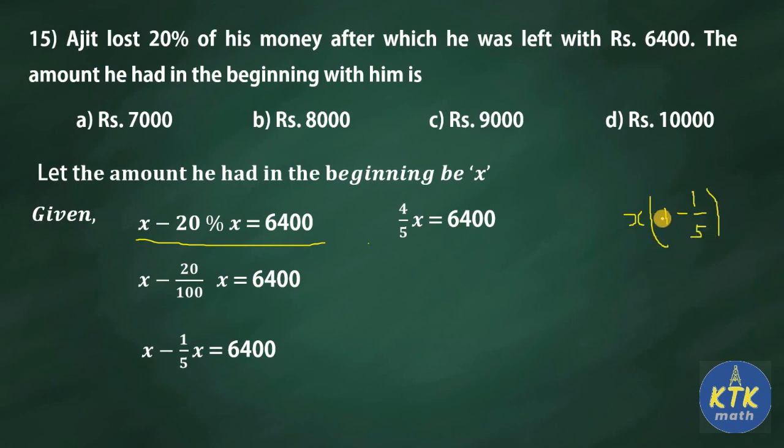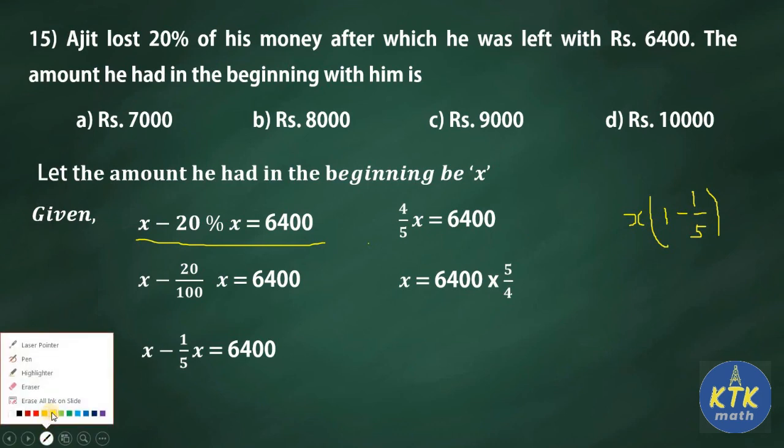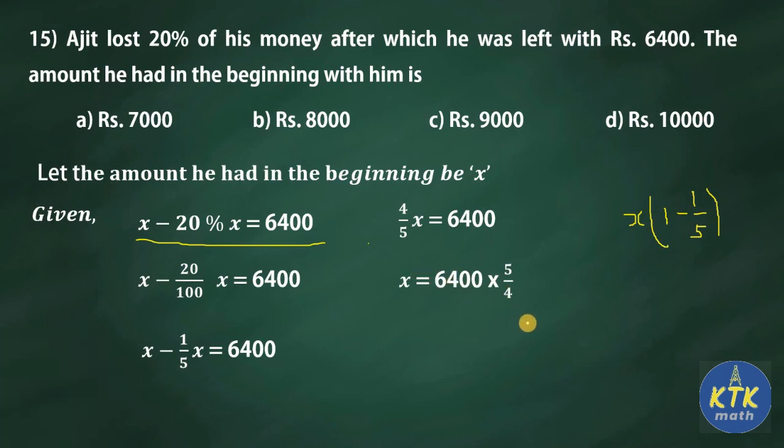So here you are going to cross multiply. 5 ones are 5, 5 minus 1 is 4. So your fraction will remain 4 by 5 X equal to 6400. Now transfer this 4 by 5 to the right side. It will be 5 by 4. You can again cancel this 4 with 6400. You will get 1600. After this you are going to multiply that 1600 with 5. What would be your answer? 1600 times 5, your answer is 8000.